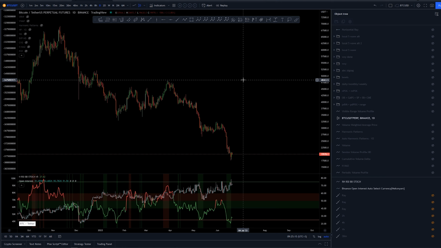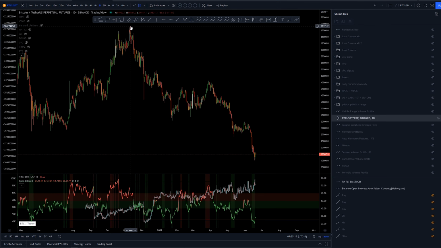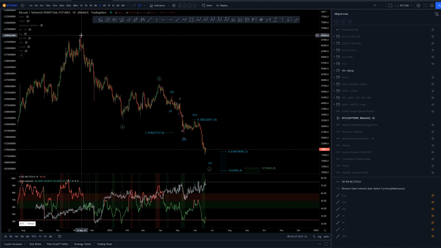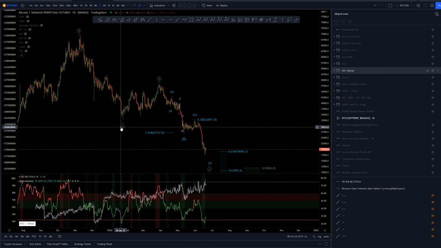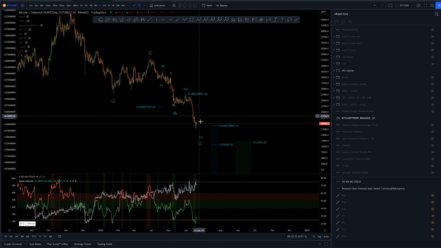Let's get started. Here on our daily time frame, let's take a look at the overall structures from the 69k area to current prices. We had two possibilities on this time frame. The first one is where we had a five wave move into A, 3 wave into B, and now we would be looking for a 5 wave coming down to wave C.